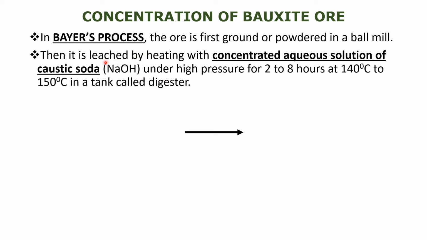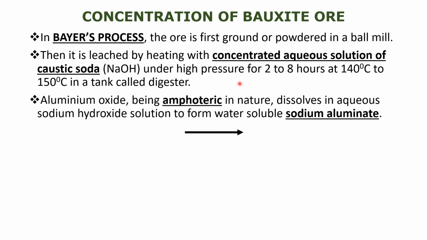And this is a leaching method. What is a leaching method? We saw that leaching is a method in which the mineral dissolves in the chemical, whereas the gangue does not dissolve. So we'll see this aluminium oxide.